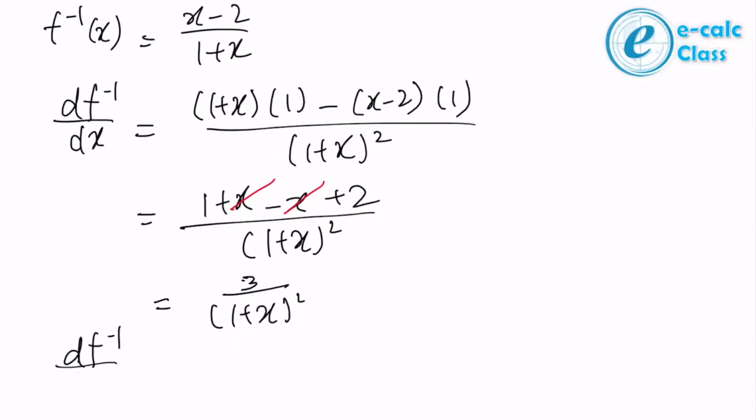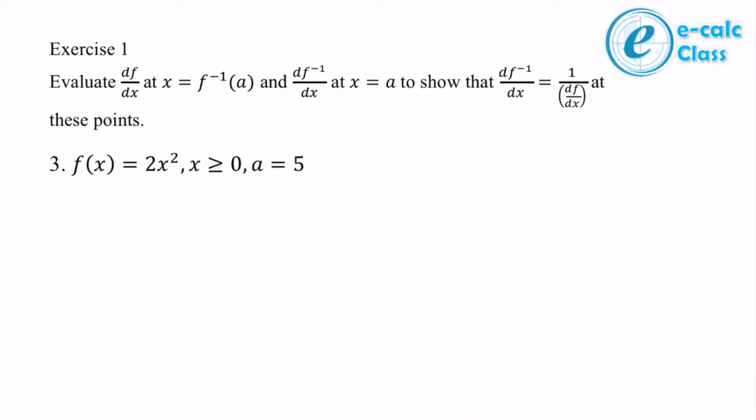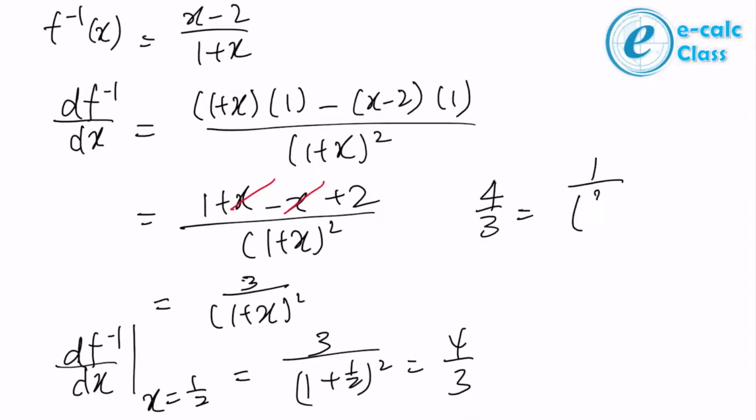Then d f inverse dx at x equals a. Who's your a? Half. It is 3 over (1 plus half) squared. 3 over 3 over 2 squared, 3 over 9 over 4. It is 4 over 3. Okay. Then this 4 over 3 compared to the reciprocal of 3 over 4, they are the same, right? Okay, end of proof. That's it.